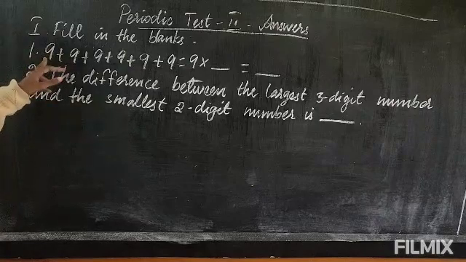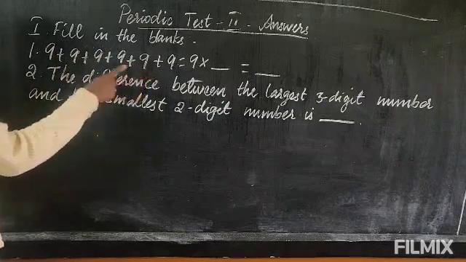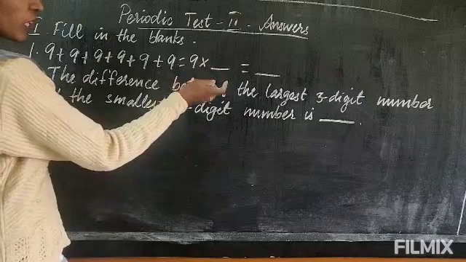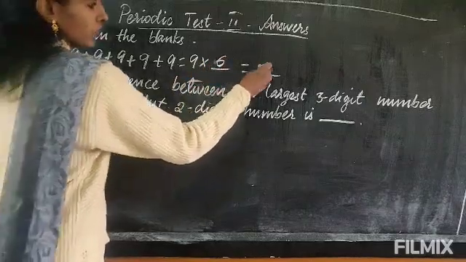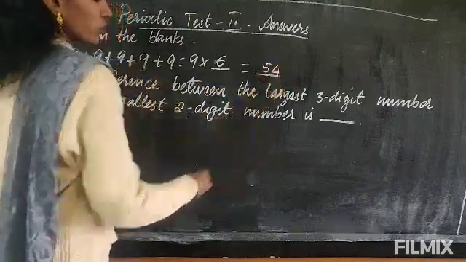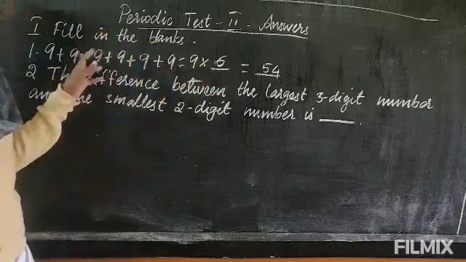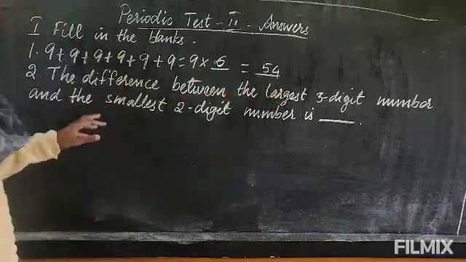Okay, the first one, filling the blanks, is given 9 plus 9 plus 9 plus 9. Here 9 is given 6 times. 1, 2, 3, 4, 5, 6. 6 times is given, so 9 into 6. So here 6 will come and 9 sixes are 54. So this is the answer. Many of you had made a mistake here and had added and written 54 and multiplied and written here. That is the wrong answer.